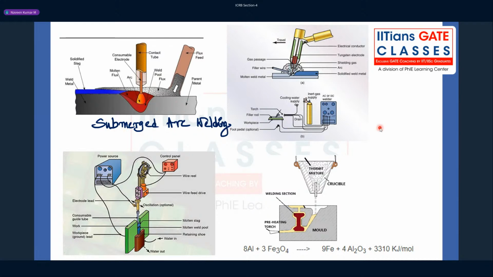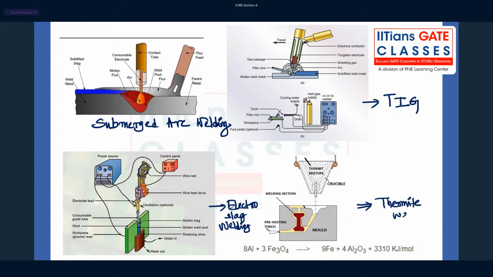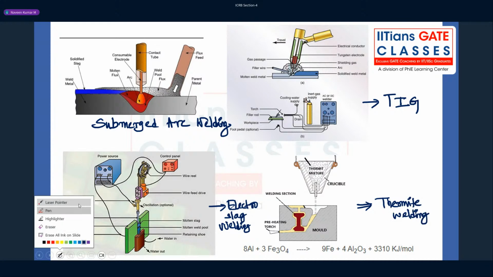And the other one here, what you see on the right hand side is the TIG welding, tungsten inert gas welding. And here this is the electroslag welding, and this is thermite welding. We'll discuss all of them.